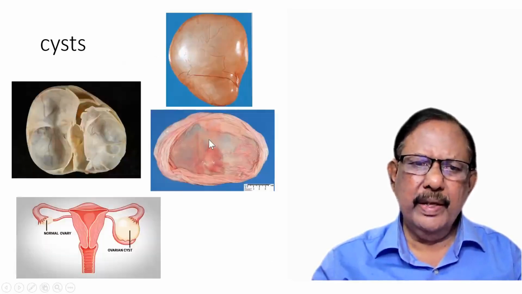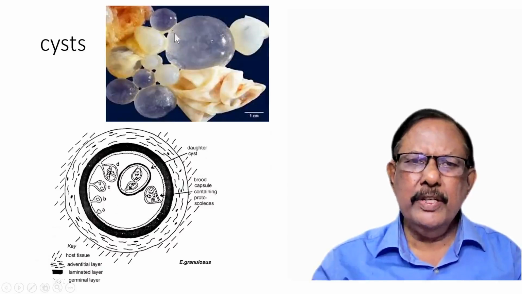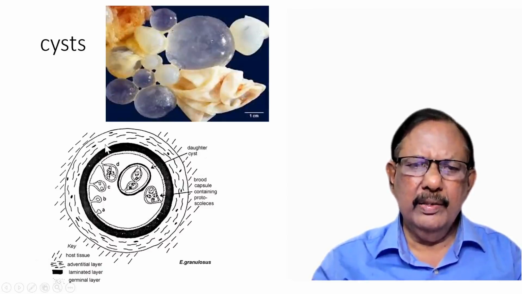So compare these again. This is or this. Some institutes have got this. I find a very transparent multiple cyst over here, and this is our friend the echinococcus or the hydatid cyst.